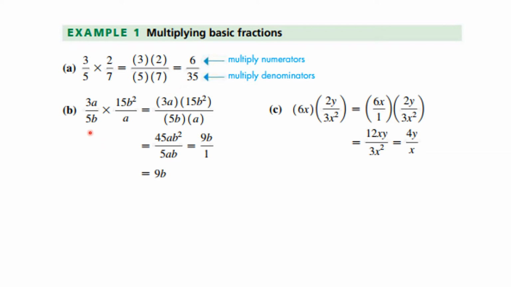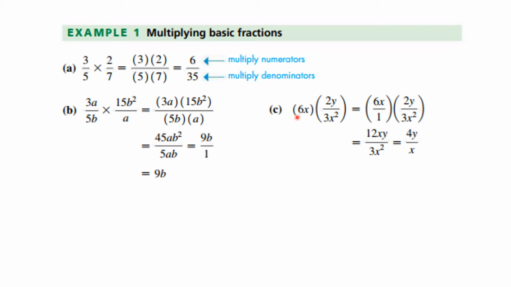Here we have some variables involved. We have 3a over 5b, 15b squared over a. So you multiply across the top and across the bottom, but now we're going to put it in lowest terms. So 5 goes into 5 once, 5 goes into 45 9 times. A cancels with the a, and b goes into b squared 1b times. So the answer is 9b.